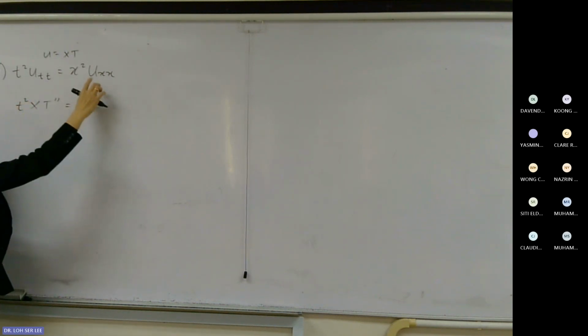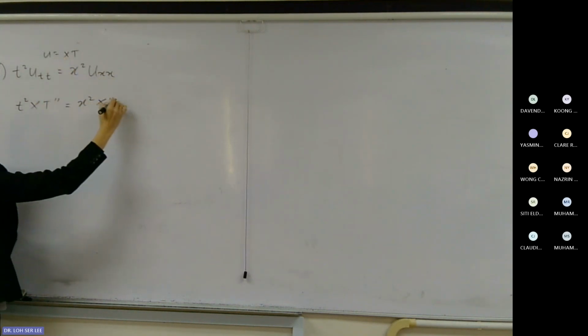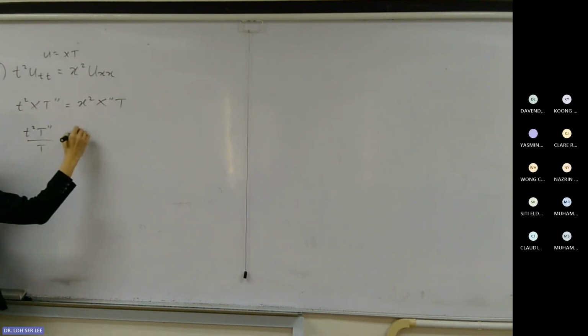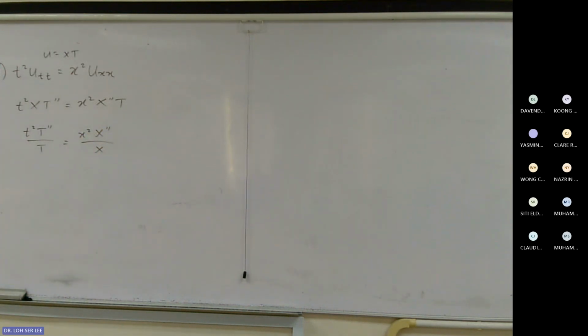Okay, X square UXX. UXX does mean double prime on the X. So X double prime T. Then we try to separate. Okay, T. Move the T here and move the X to the right. Okay, then it is separable. Separable PDE. Normally we will let the one with prime on the top.